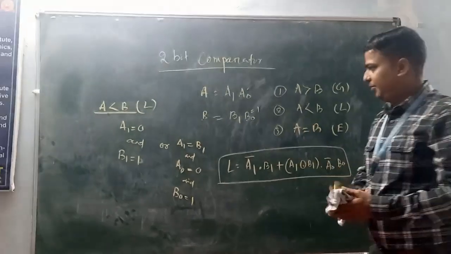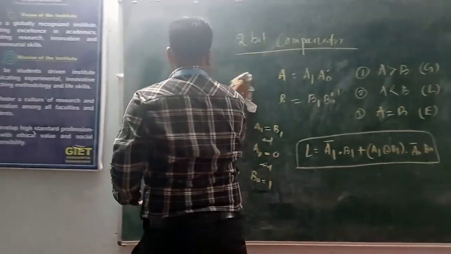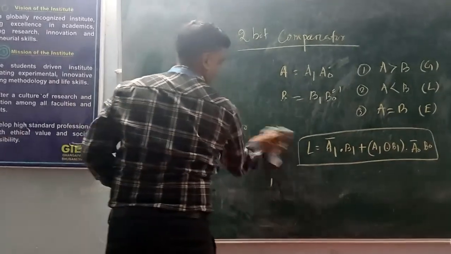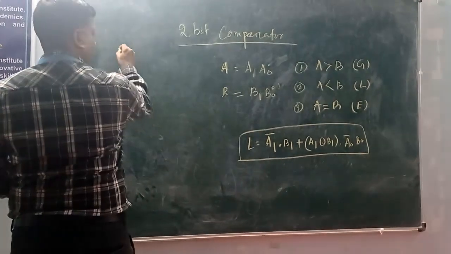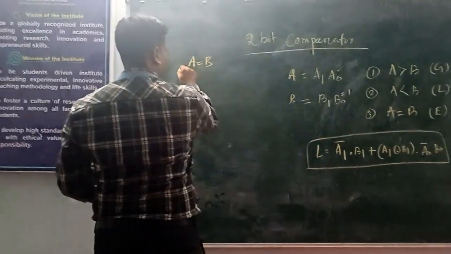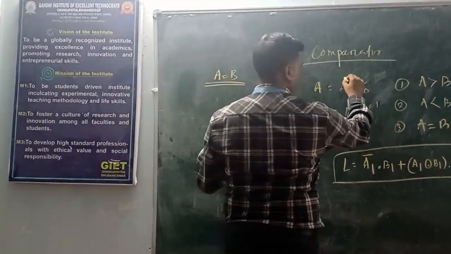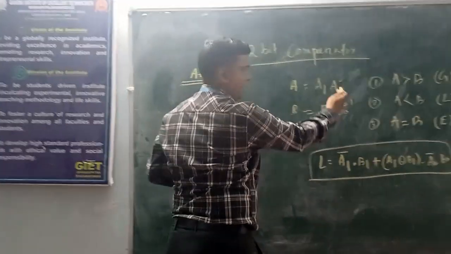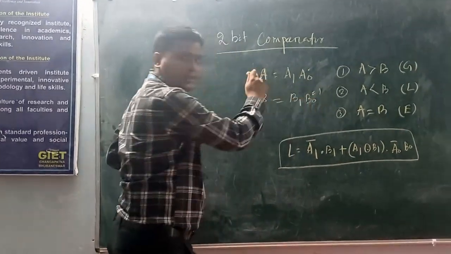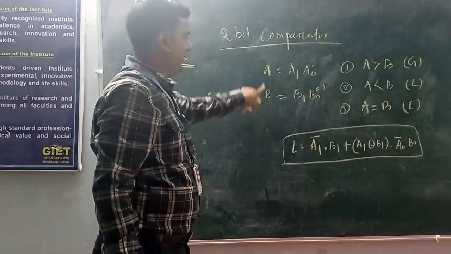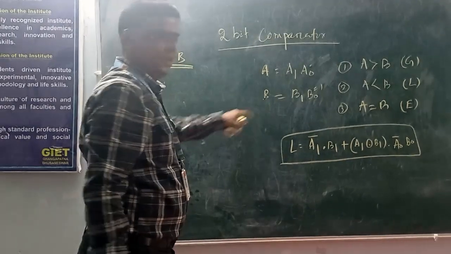So what will you tell? What will be the expression for A less than B? So A equals to B. A equals to B means both the bits will be the same. This bit will be equal to this bit, and this bit will also be equal to this bit. Then only we can say that A equals to B.